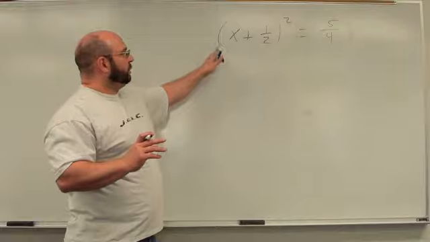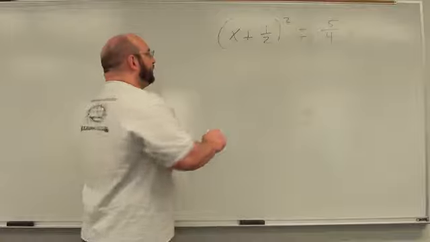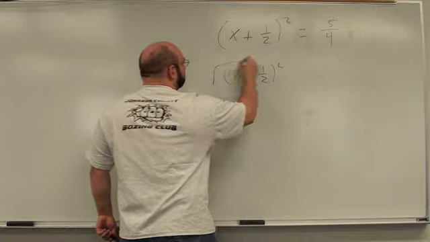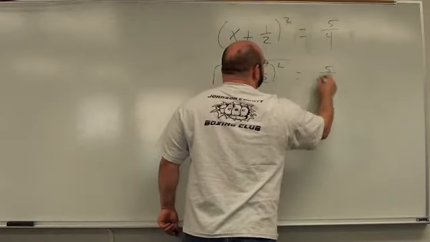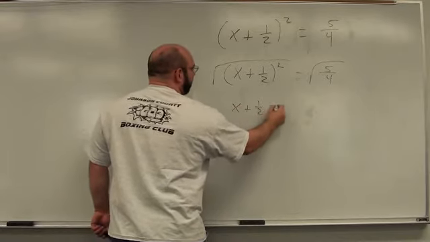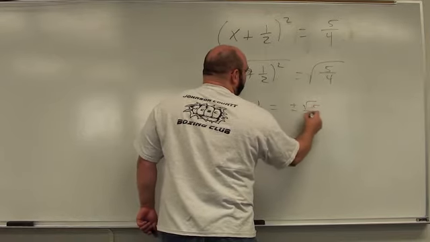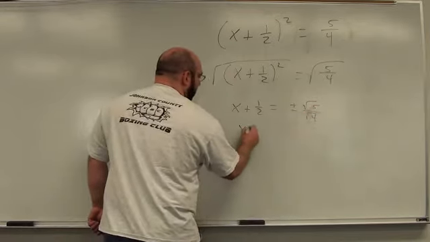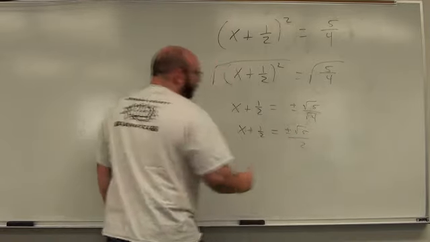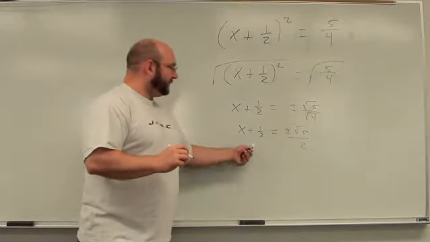It's already in a situation where we can just go right into it and take the square root from both sides. So when I do this, I get x plus 1/2 is equal to plus or minus the square root of 5 over the square root of 4. Notice the square root of 4 is 2. I keep my square root of 5, and now I'm still trying to isolate this.